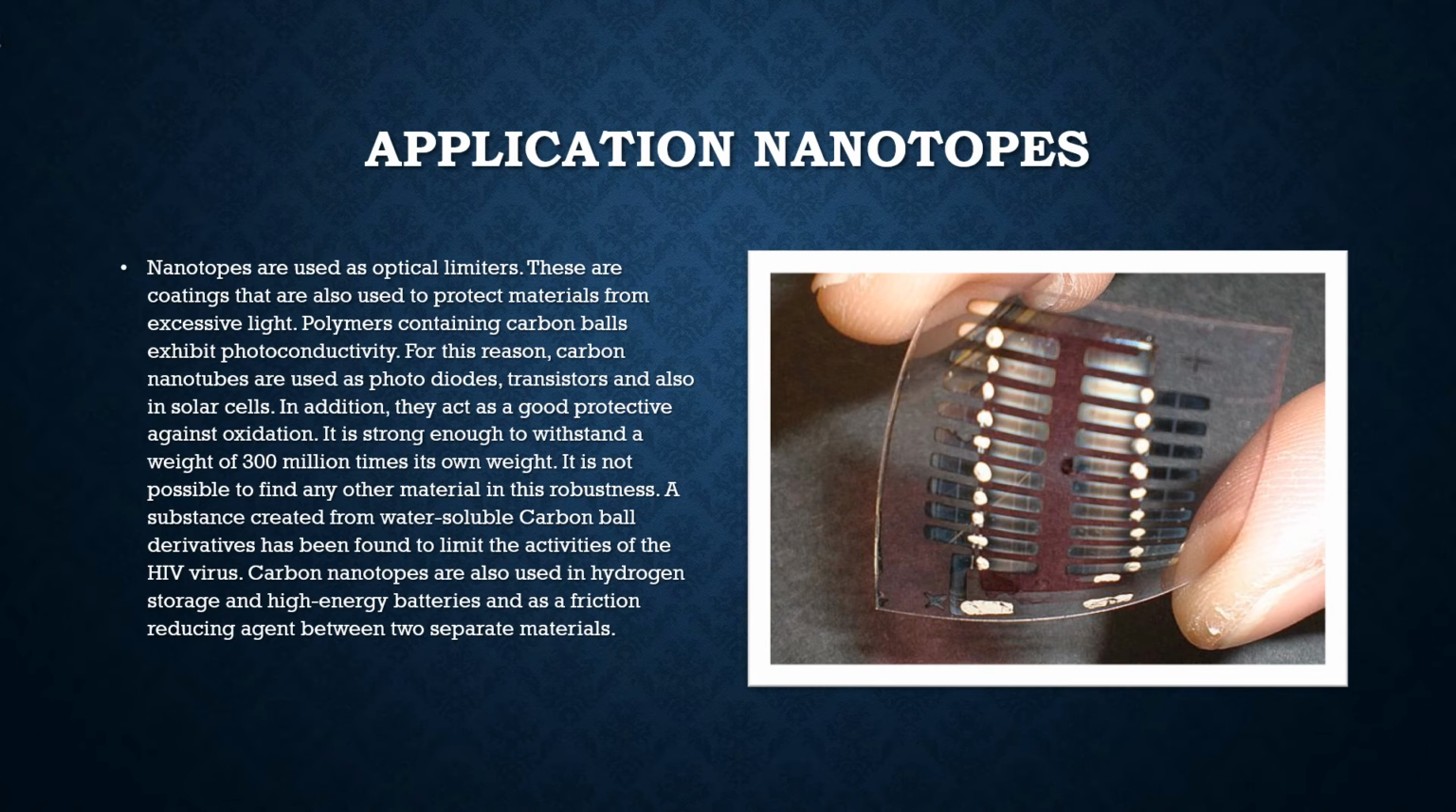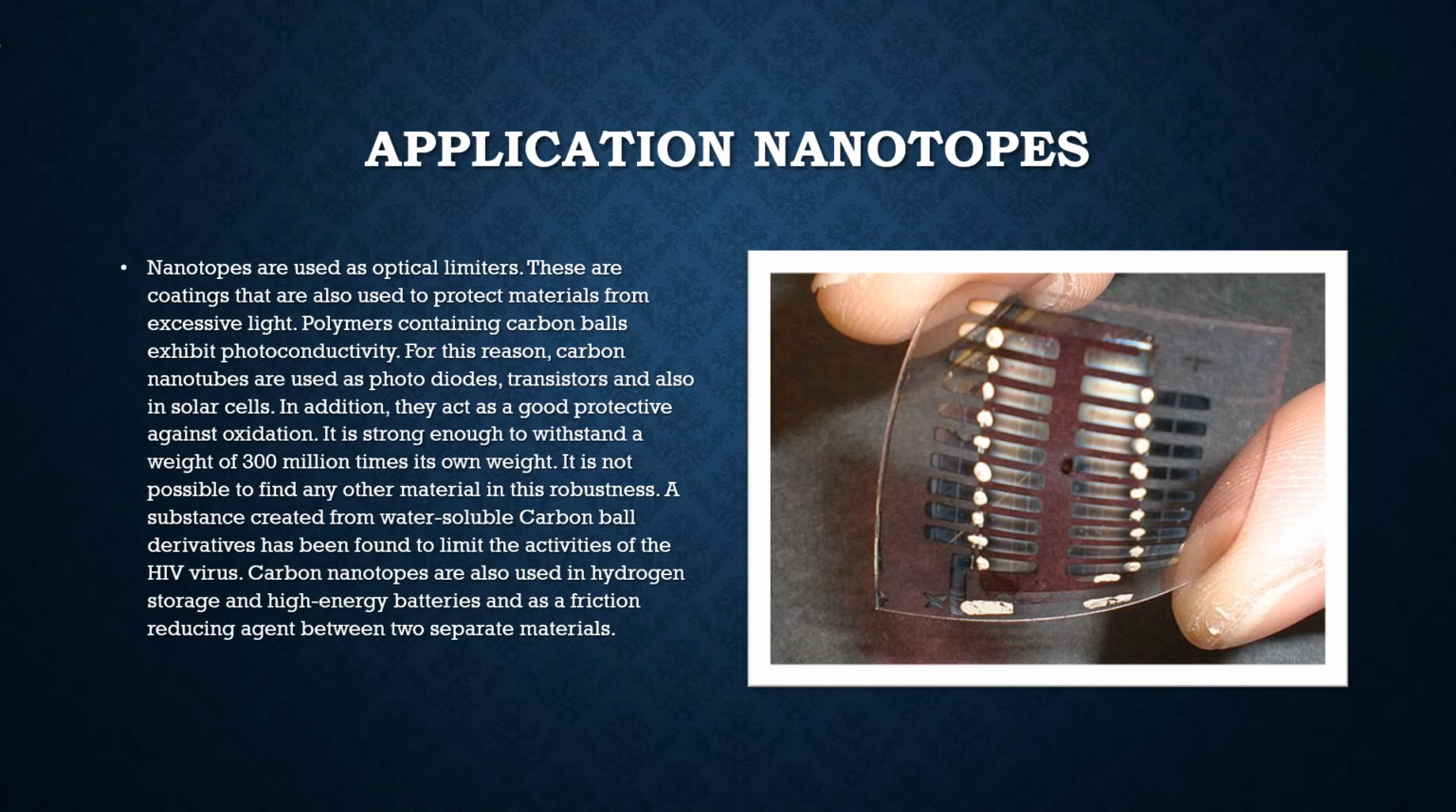Application of nanotubes. Nanotubes are used as optical limiters. These are coatings that are also used to protect material from excessive light. Polymers containing carbon balls exhibit photoconductivity. For this reason, carbon nanotubes are used as photodiodes, transistors, and also in solar cells. In addition, they act as a good protective against oxidation.